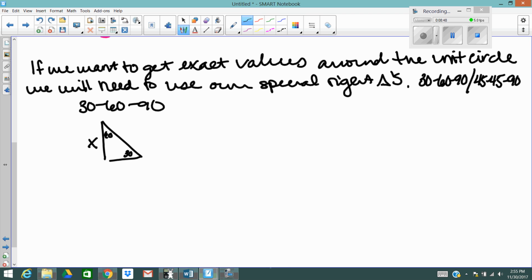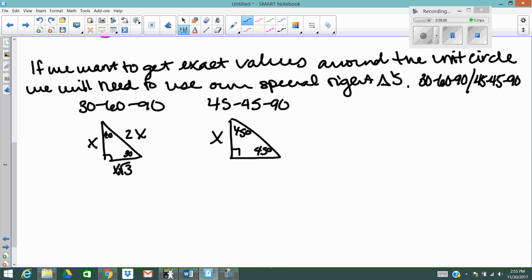Which opposite the 30 is x, opposite the 60 is x root 3, opposite the 90 is 2x, and my 45, 45, 90 right triangle, which has opposite the 45 x, opposite the 45 x, opposite the 90 is x square root 2. But if it's the unit circle, we know that our radius is equal to 1.